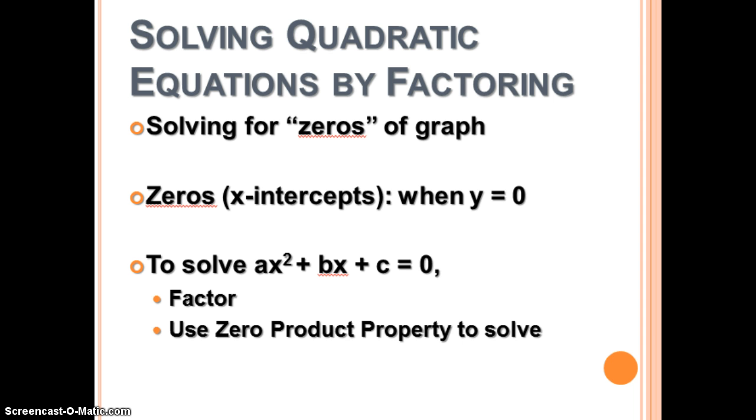We can also solve quadratic equations by factoring. In this case, we're looking for the zeros of the graph. These would be when y equals 0, so they are on the x-axis, also called x-intercepts. To solve this, you want your quadratic equation to be set to 0, so you have your ax squared plus bx plus c equals 0. Then you're going to factor and use the zero product property to solve.